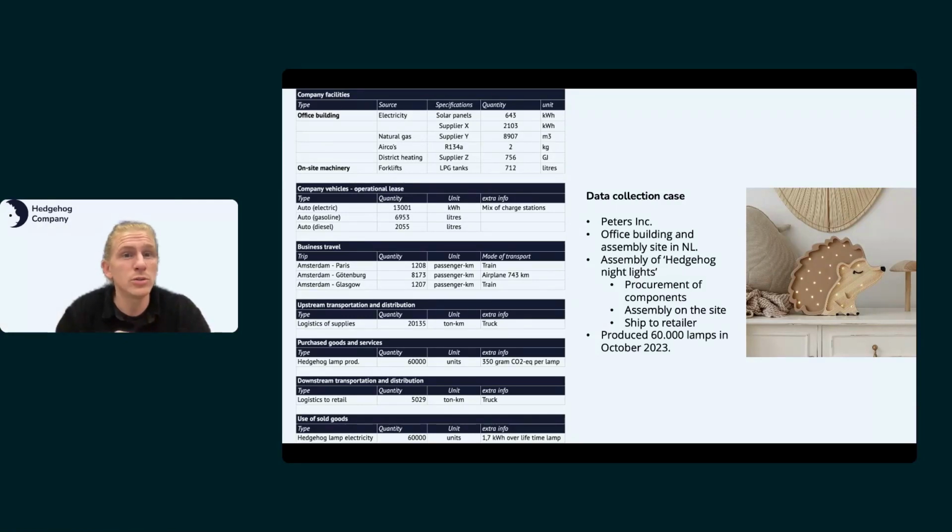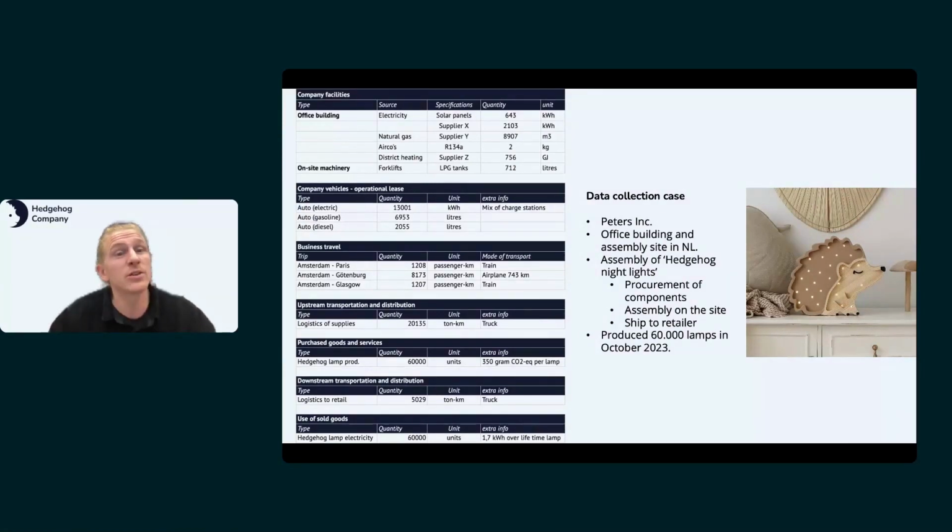In addition to that, we are using natural gas in our assembly site from supplier Y with an amount of 8,907 cubic meters of natural gas. We're having a lot of air conditionings because it's very warm in the Netherlands and it's leaking refrigerants. So we have consumed 2 kilograms of refrigerant in October 2023. It was a very warm October. We're using district heating, 756 gigajoules, and we have forklifts driving around with these LPG tanks on the back, consuming 712 liters of LPG in October 2023.